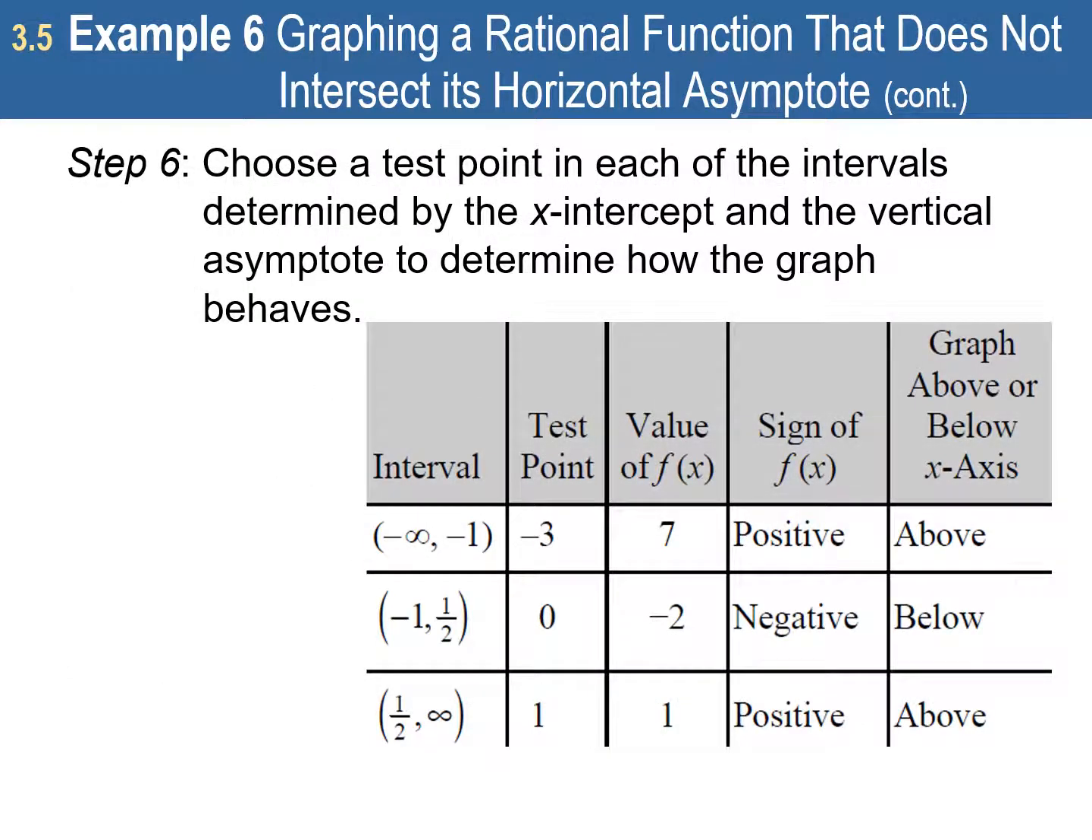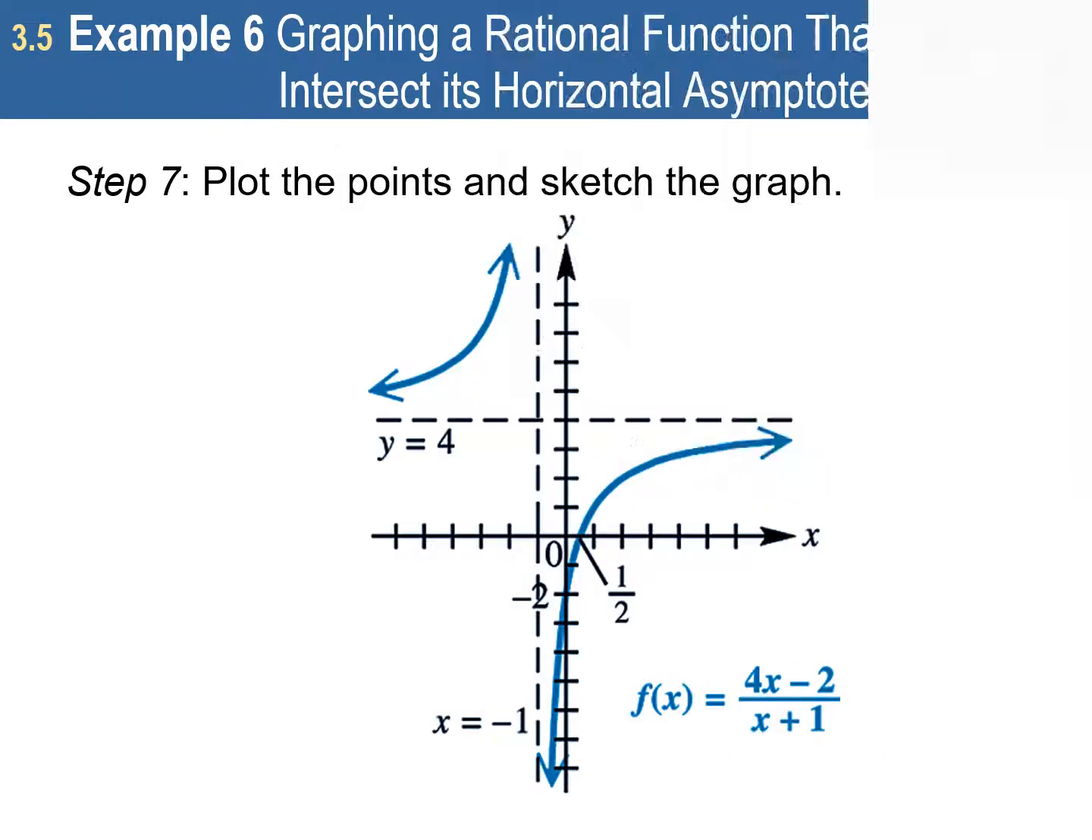So pick test points in each interval to see that from negative infinity to -1, positive. From -1 to 1/2, it's negative. And from 1/2 to infinity, it's positive. So make sure you put in your vertical asymptote and your horizontal asymptote. Use your test points and your intercepts to do your sketch.